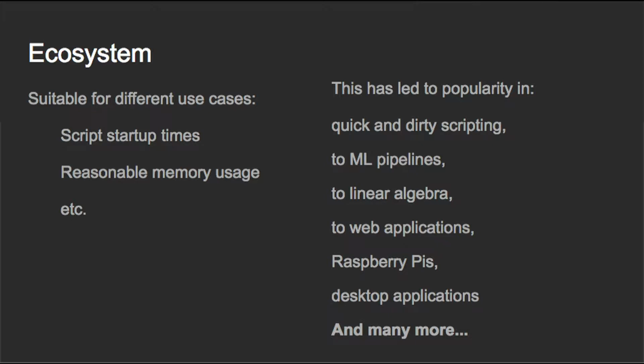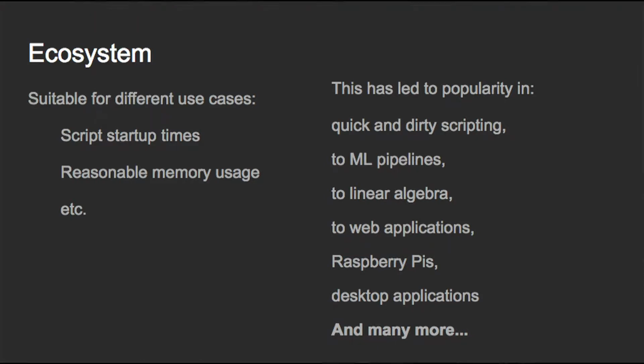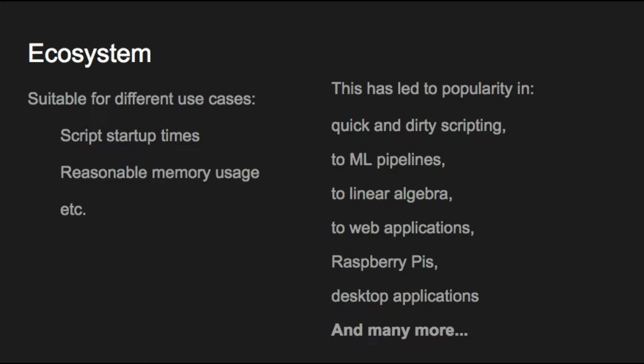Okay, so the ecosystem is suitable for many different use cases. Script start times and memory usage are generally kept low. This is one of the things that allowed Python, among its other strengths, to be used widely. It can be used for scripting, machine learning, linear algebra, web applications, Raspberry Pi, desktop applications, and whatnot. So it maintains enough lightness to go into those areas. And also popularity.